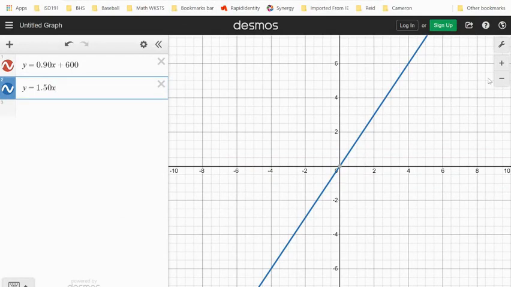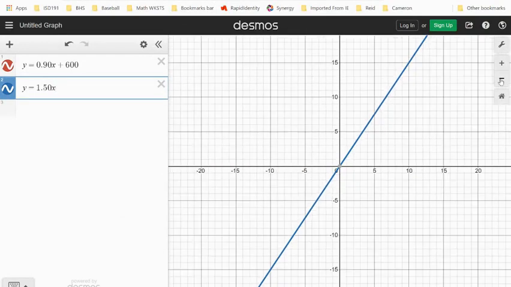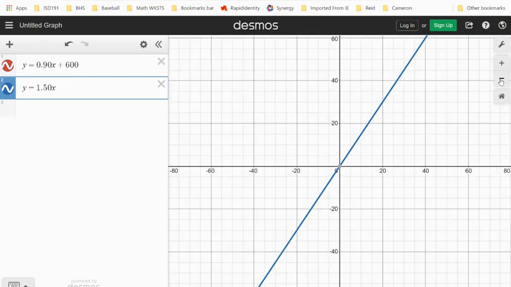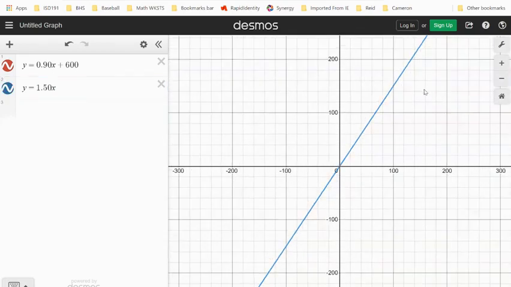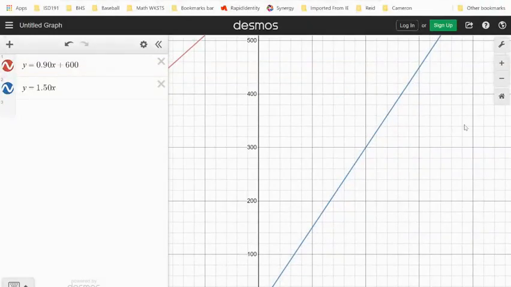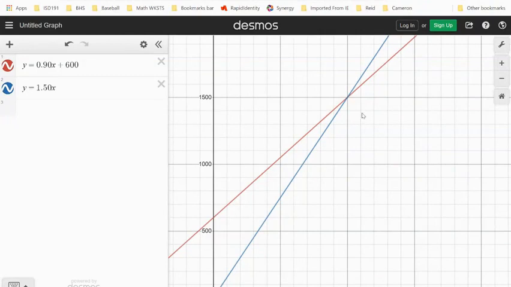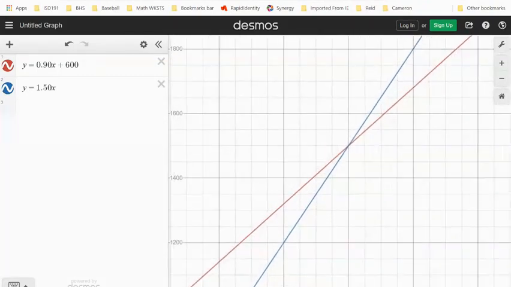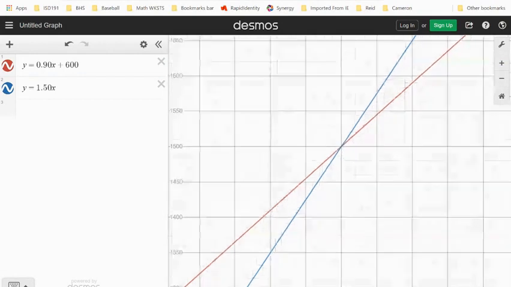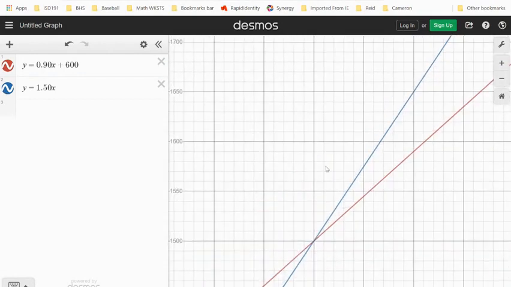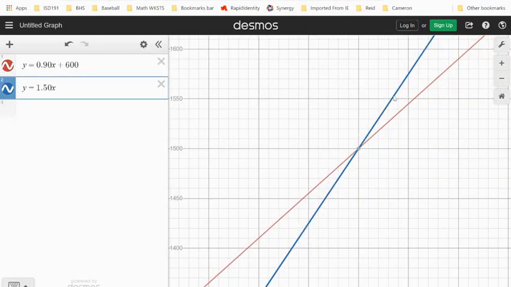Now I only see the blue line, so let's go ahead and zoom out. Oh my goodness, we're zooming out a long ways. Oh, now I'm starting to see the red line. Way up there. I want to know what the coordinates of that point are. So I click on a line. My gray dot appears. So it looks like the x value is 1,000 and the y value is 1,500.